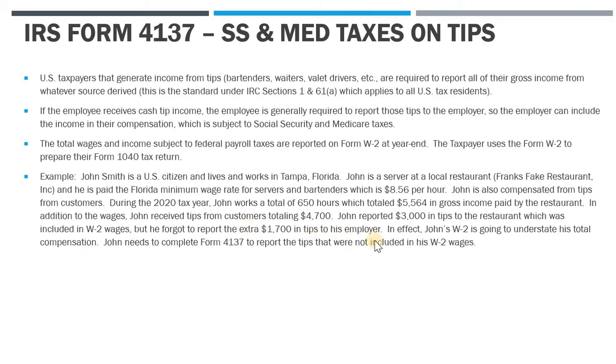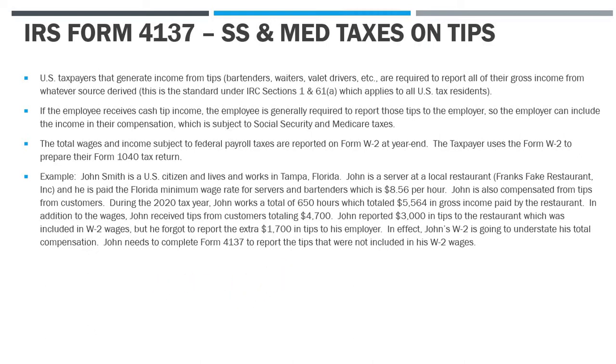So what does he have to do? Well, first, in effect, his W-2 is going to understate his income, right? So his W-2 income is going to be understated by $1,700, and the amount of income that's subject to Social Security and Medicare is also going to be underreported by $1,700. So John completes Form 4137 to report that tip income and then pay the Social Security and Medicare tax.